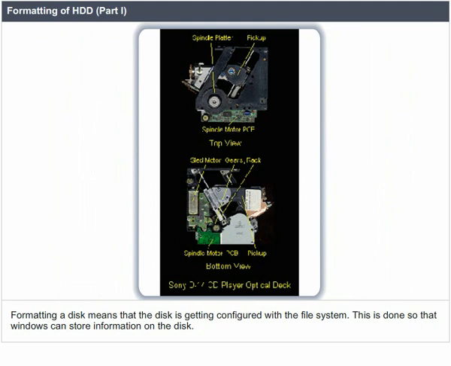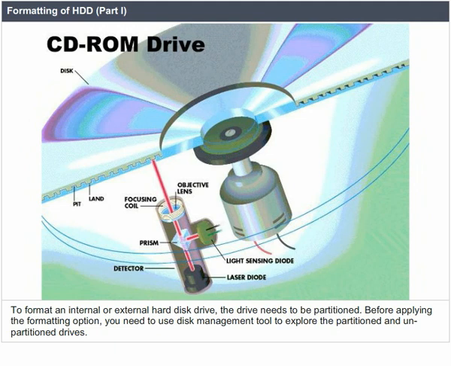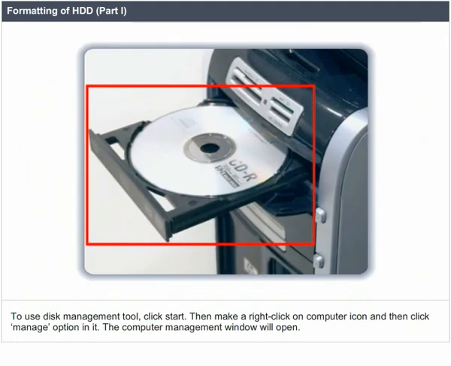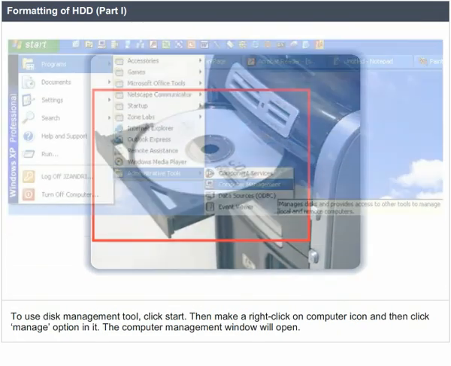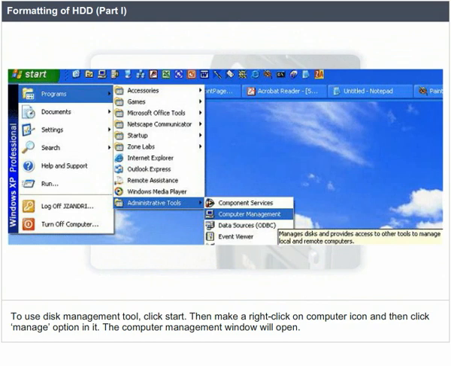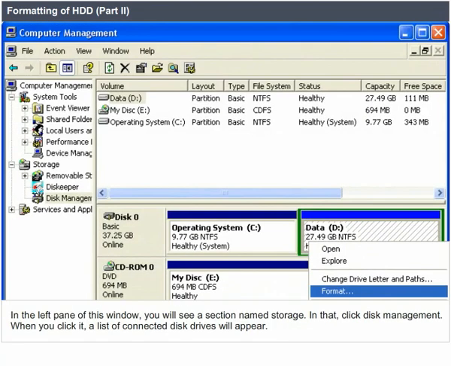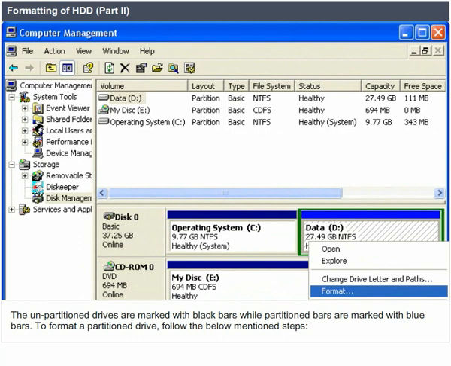To format an internal or external hard disk drive, the drive needs to be partitioned. Before applying the formatting option, you need to use a disk management tool to explore the partitioned and unpartitioned drives. To use the disk management tool, click Start, then right-click the Computer icon and click the Manage option. The Computer Management window will open. In the left pane of this window, you will see a section named Storage. In that, click Disk Management. When you click it, a list of connected disk drives will appear. The unpartitioned drives are marked with black bars, while partitioned drives are marked with blue bars.